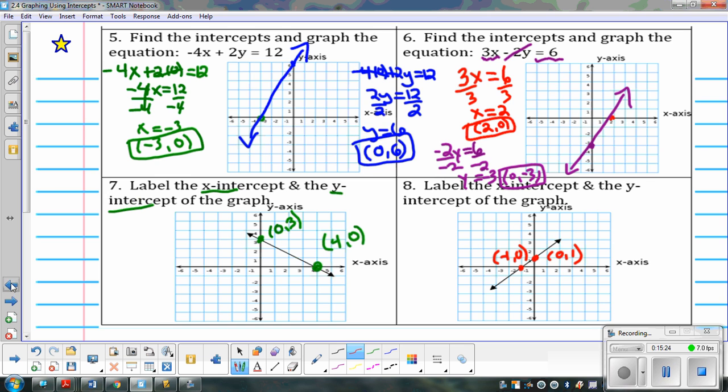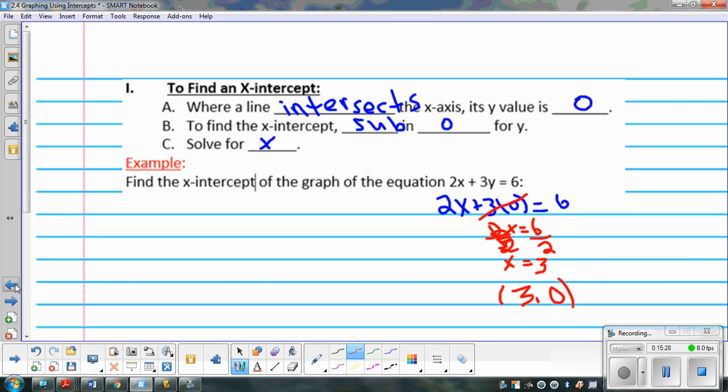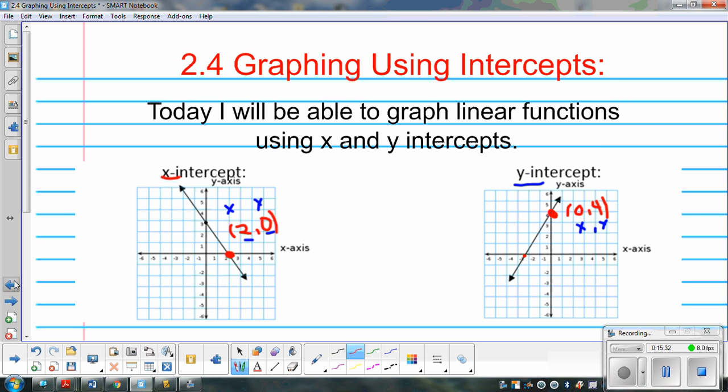As you go back through your notes and look at them, and you go back to your objective in the very beginning, do you feel you met everything we were able to do? Are you able to graph linear functions using the x and y intercepts? If you feel comfortable and you're good, then you are done for tonight. If you look at it and feel there's a part you'd like to go back and review, feel free to do so.